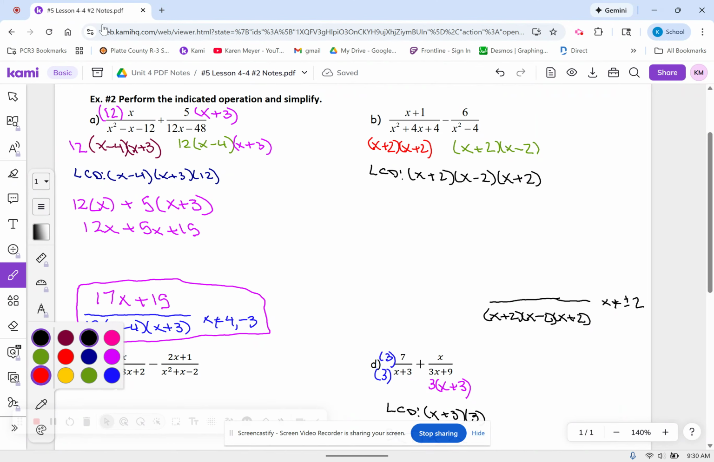All right, the first denominator is missing the x minus 2. So then I would have to take this one times x minus 2. The second denominator is missing the other x plus 2.